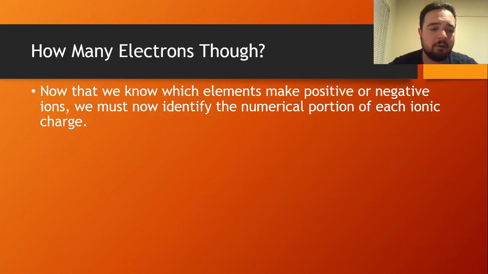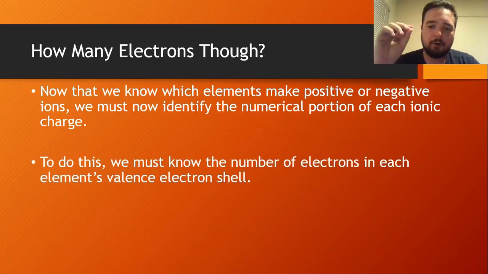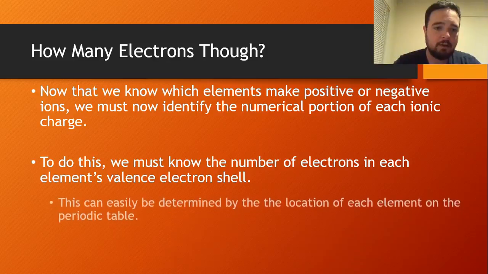But how many electrons does each element gain or lose? Well, we can determine that by reading or knowing how many electrons are in the valence electron shell of each element on the periodic table.